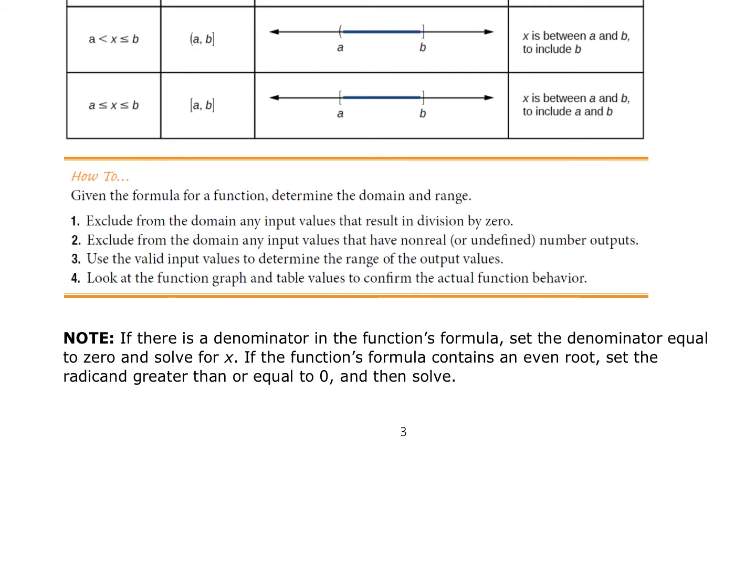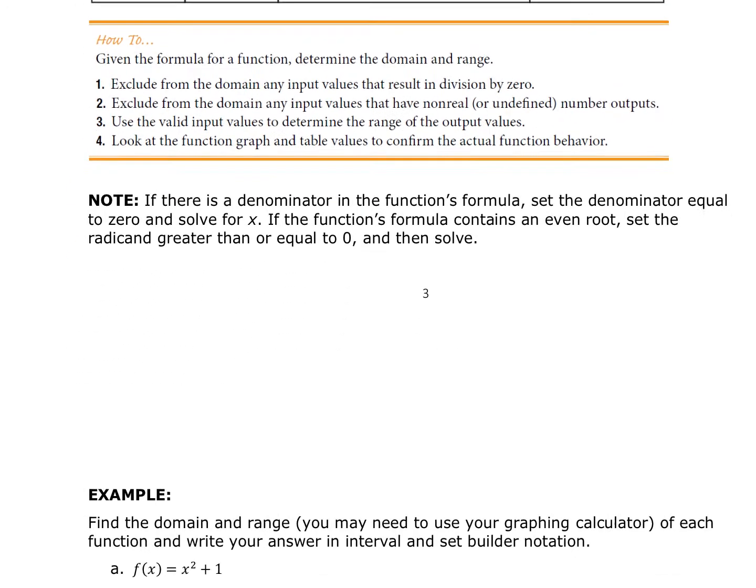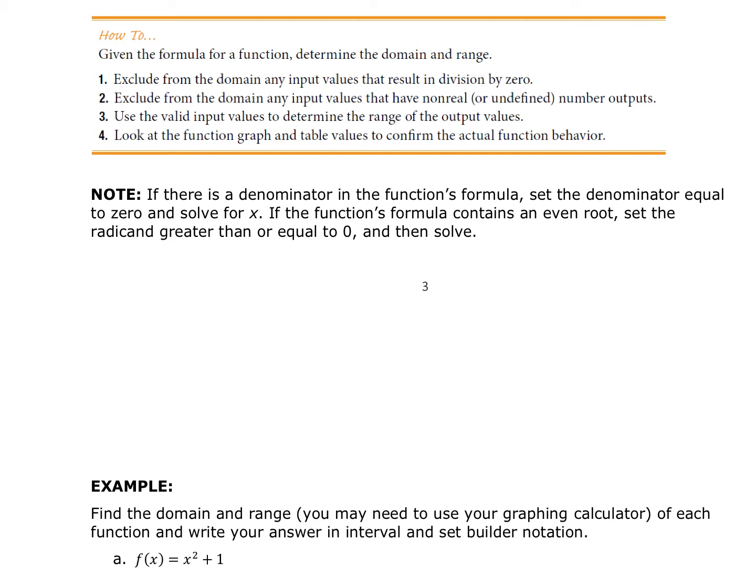So if there's a denominator in the function's formula, set the denominator equal to 0 and solve for it. That is going to be the restriction. So those are the things going to be divided by 0. If the function's formula contains an even root, so a square root, a fourth root, we set whatever's underneath the radical greater than or equal to 0 and then solve. Now what happens if I have something that's a combination?